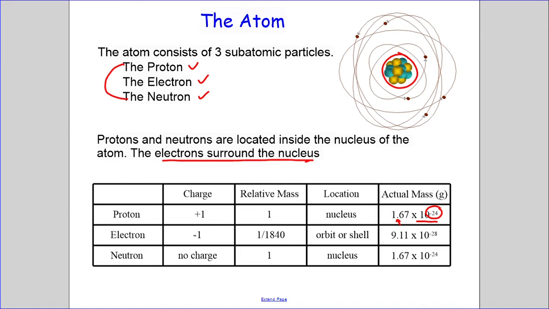Now, this doesn't seem like that much of a jump to go from electron to neutron or proton. Keep in mind it's that 1/1840th. So that's 4 extra place values that it has to jump over that the proton and neutron don't. So electrons are incredibly light, outside the nucleus, moving around.